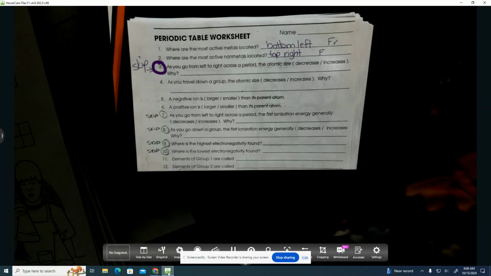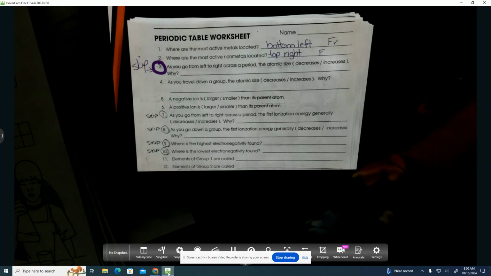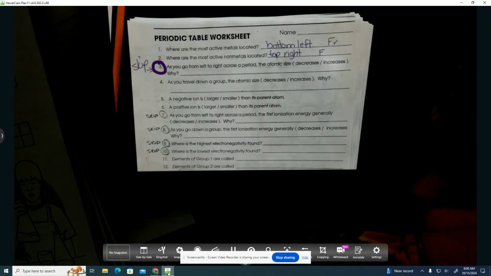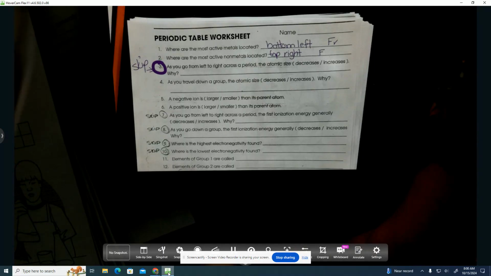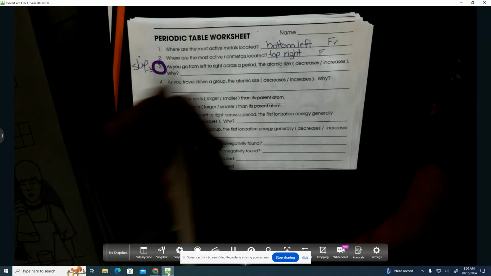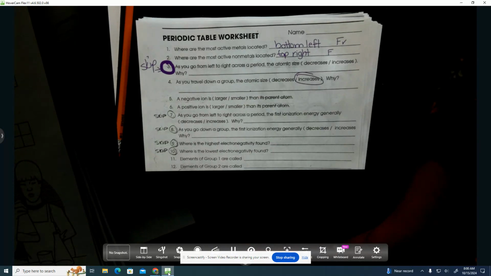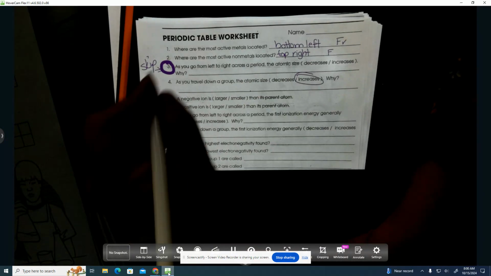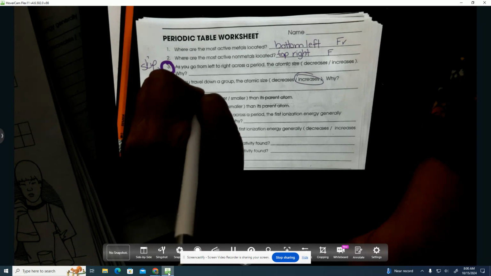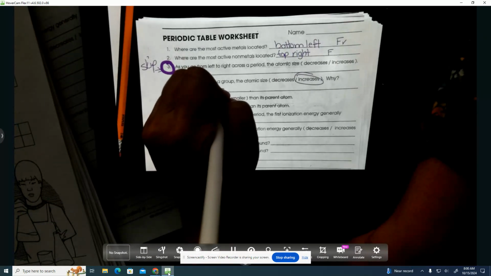As you travel down a group, the atomic size does what? What do you think happens to the atomic size? Increases. Why do you think it increases as you go from top to bottom? More energy levels. Excellent. More energy levels.